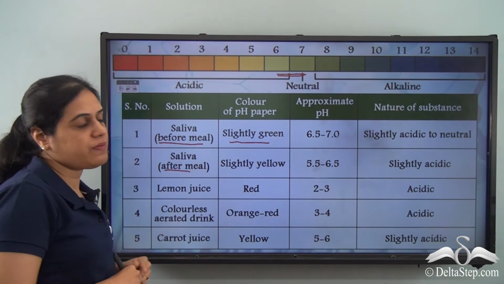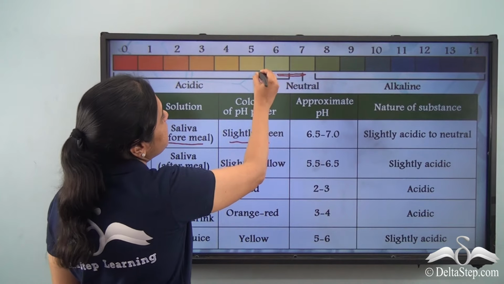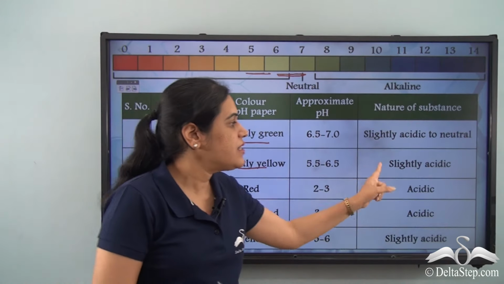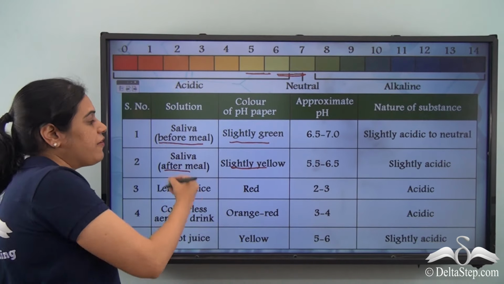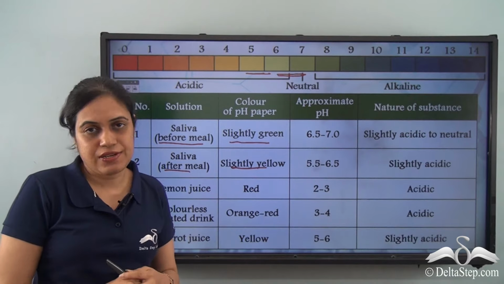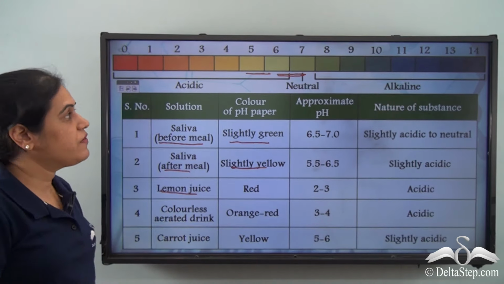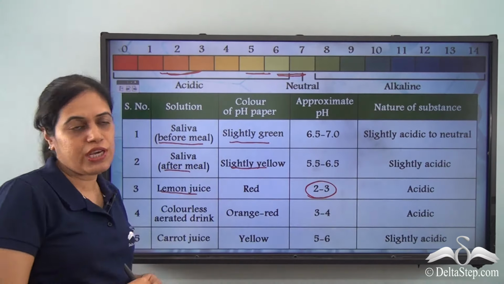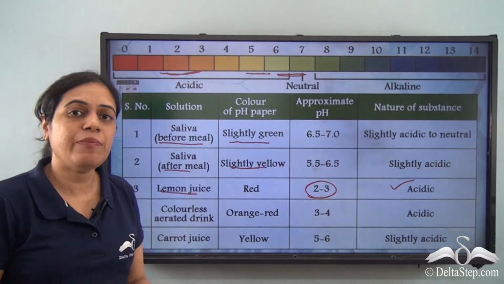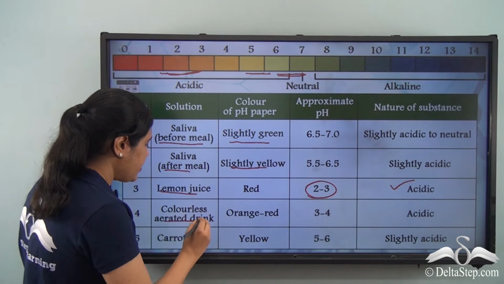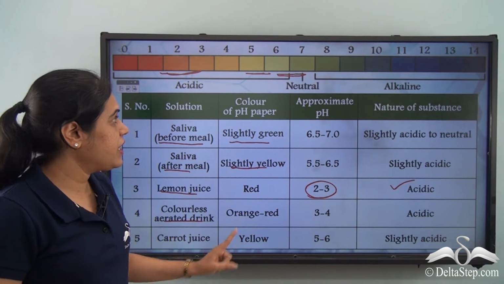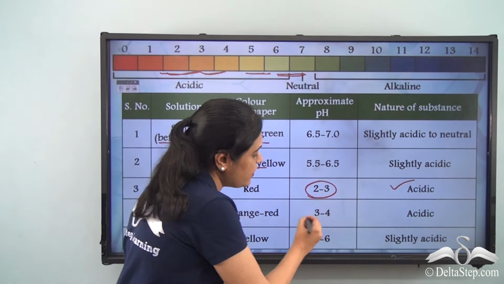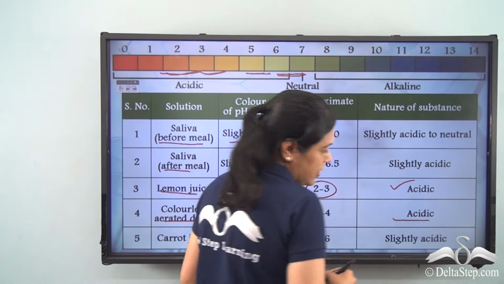If you look at saliva after meal, it is slightly yellow. So we can say that the pH is between 5.5 and 6.5, that is, it is slightly acidic. So after meal our saliva becomes slightly acidic. If we look at lemon juice, it is orangish red. So the pH is between 2 and 3 and it is acidic. We all know that lemon juice is acidic. Colorless aerated drinks, that is soda, give a yellowish orange red color, so the approximate pH is 3 to 4 and it is acidic.